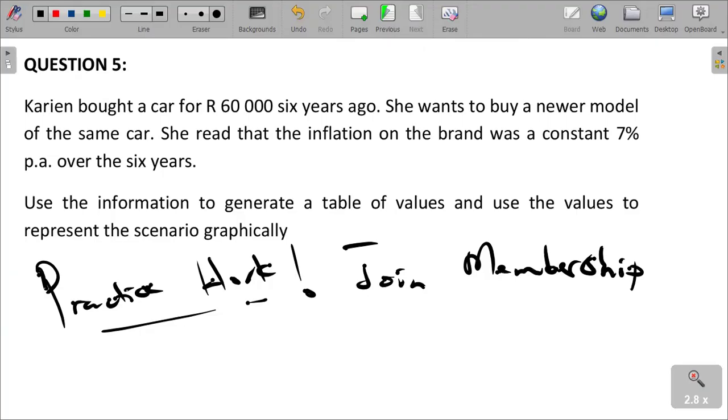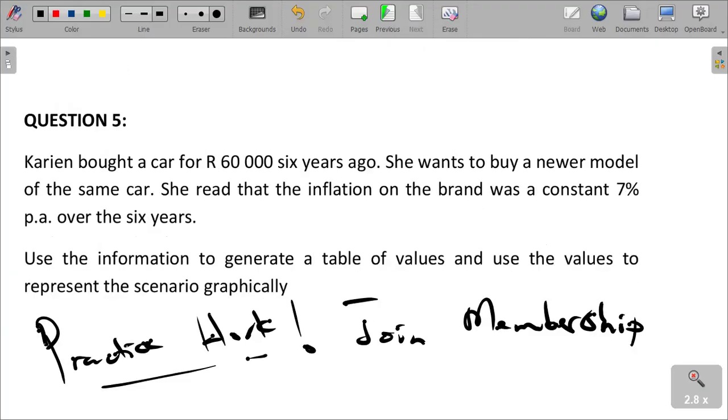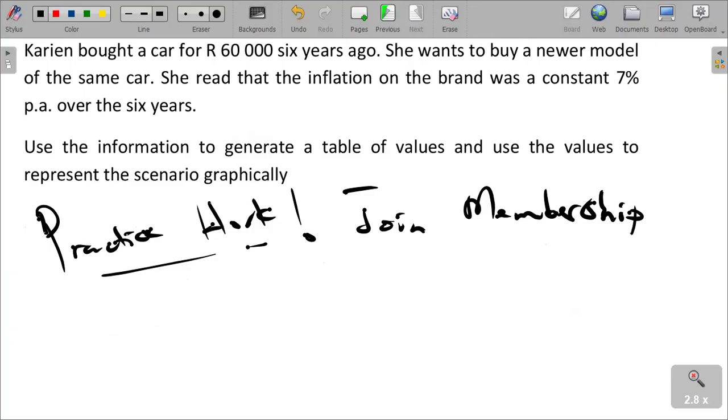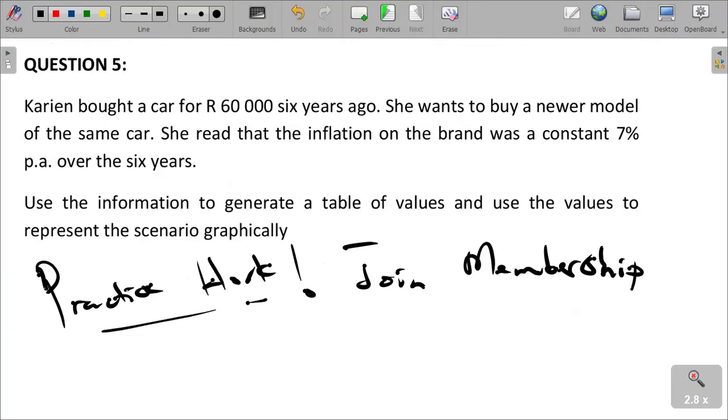Question number 5 is an individual piece of work that I want you to go and work out so that we can see how much people are understanding what we are doing here. Karen bought a car for 60,000 6 years ago. She wants to buy a newer model of the same car. The inflation on the brand was a constant 7% per annum over 6 years. Use the information to generate a table of values and use the values to represent the scenario graphically.